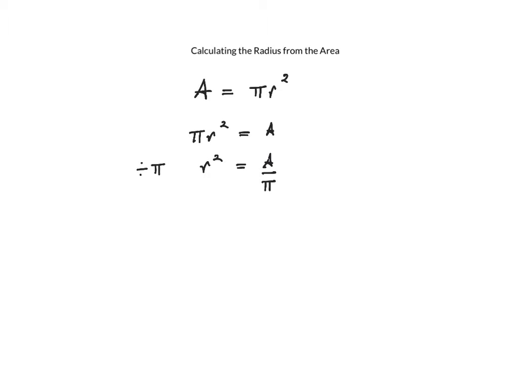And the last thing we have to do is to get rid of the square. Now we do that by taking the square root. So r then equals the square root of the area divided by pi. And that is how we find the radius from the area.